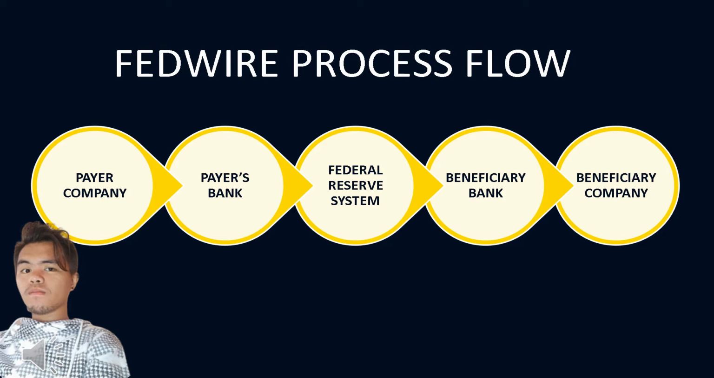Then the Federal Reserve System debits the account of the payer's bank and credits the account of the beneficiary's bank. The beneficiary's bank credits the account of the beneficiary company. The beneficiary bank is also responsible for notifying the beneficiary company about the transfer. And the beneficiary company is the recipient of the funds that came from the payer company.